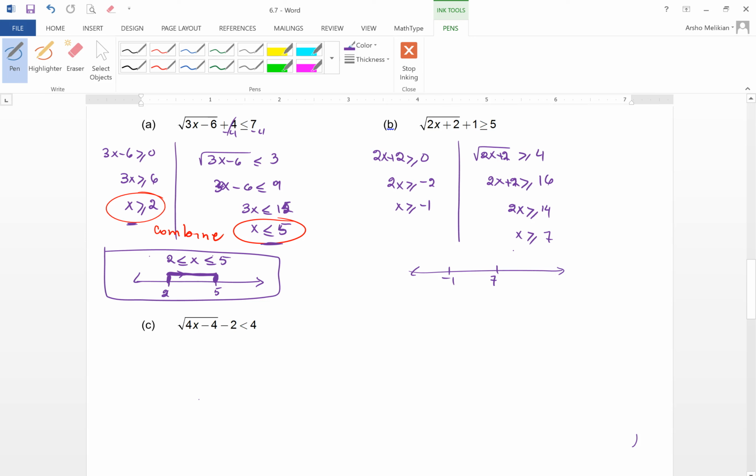Because even though one part is saying you can include all the numbers between -1 and 7, this one is saying no, you can't. All the numbers that you include have to satisfy both inequalities. Does that make sense? So for example, 0 satisfies this, but it doesn't work for this. So that's out.